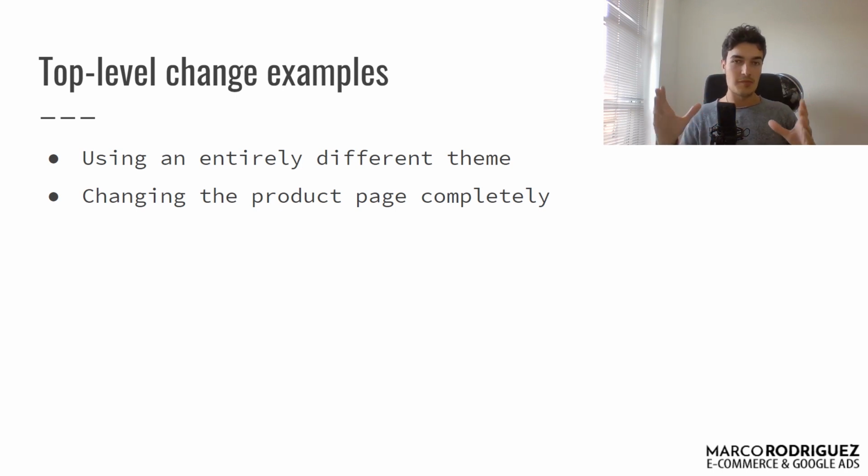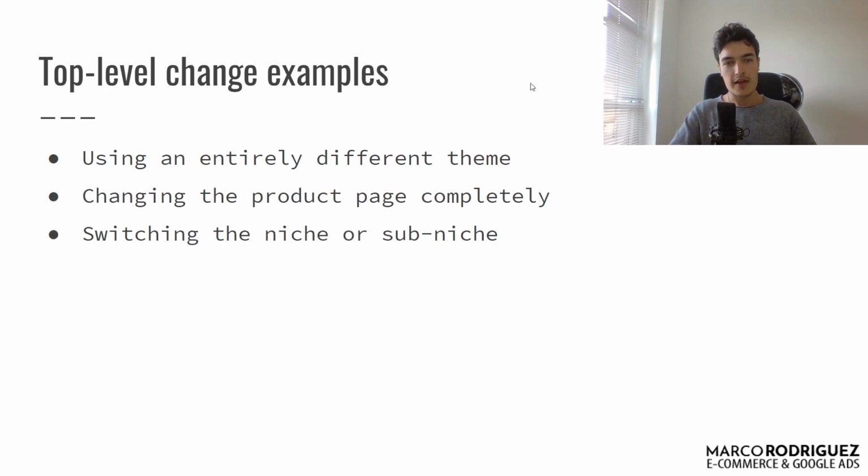Maybe you want to use just one column instead of these typical 2-column pages. Making a massive change to the entire product page, or maybe even using something like a landing page builder to build your product page. This is also, of course, a top-level change. And we have even switching the niche or sub-niche. This should always be an option to keep in mind.